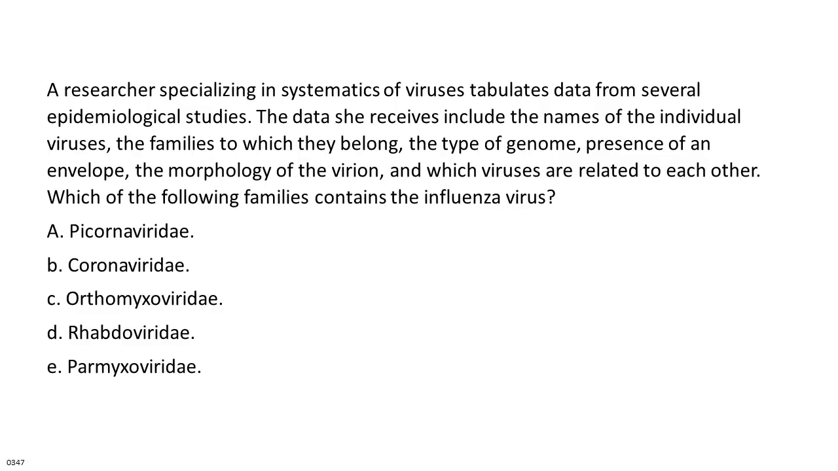A researcher specializing in systematics of viruses tabulates data from several epidemiological studies. The data she receives include the names of the individual viruses, the families to which they belong, the type of genome, presence of an envelope, the morphology of the virion, and which viruses are related to each other. Which of the following families contains the influenza virus? A. Picornaviridae. B. Coronaviridae. C. Orthomyxoviridae. D. Rhabdoviridae. E. Paramyxoviridae.